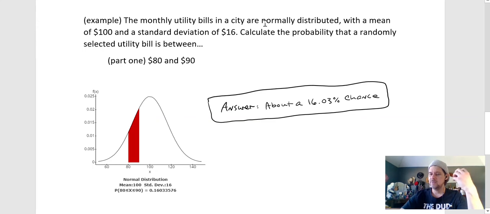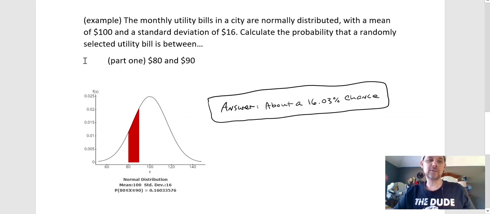In order to really do that, though, we need to know the mean and standard deviation. So the mean is $100 and the standard deviation is $16. The mean being $100 means most people's utility bill each month is around $100.